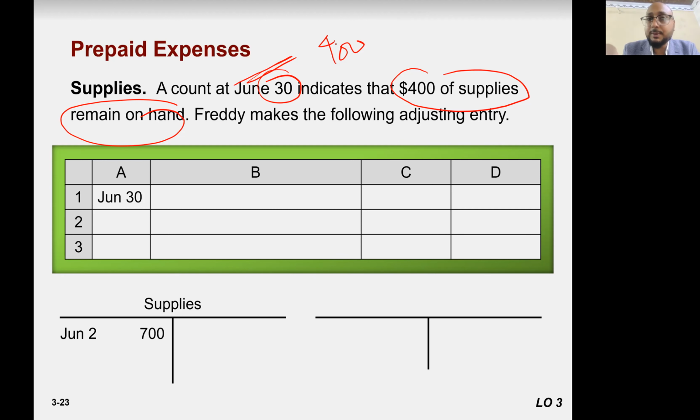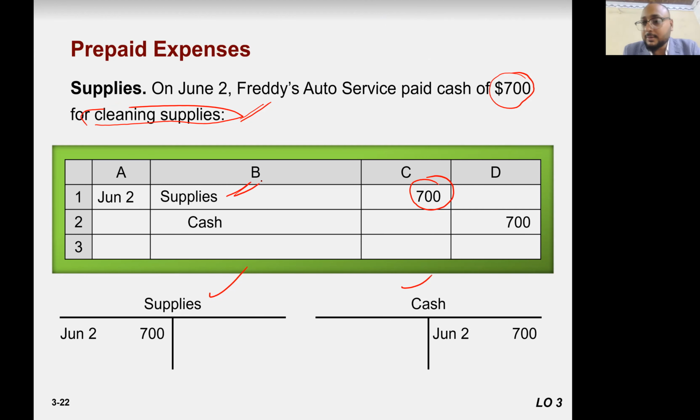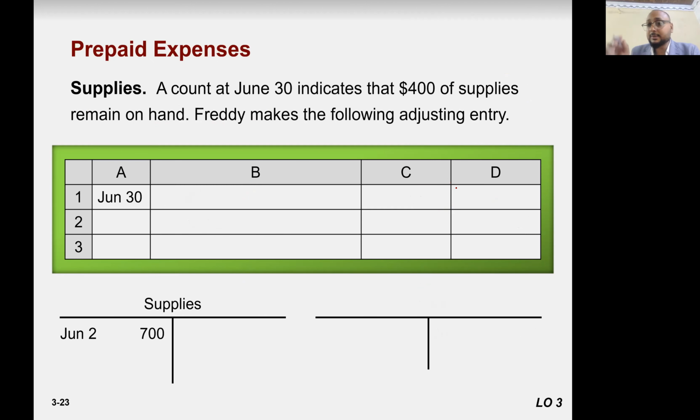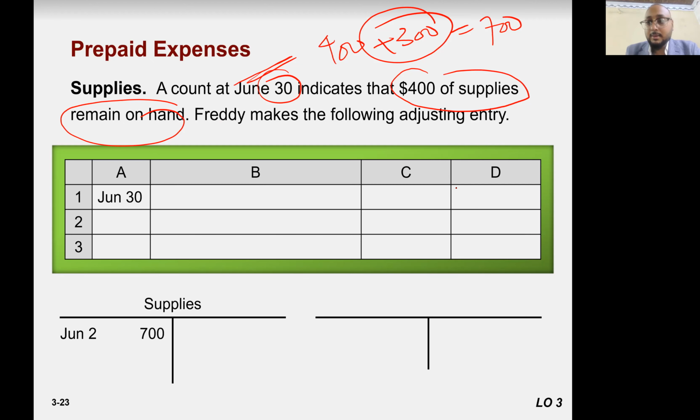How much they have consumed? $300 they have consumed. So these supplies, which are our assets, now they need to decrease by 300. So as supplies decrease, credit, right? So this 300 will be an expense to the income statement. So supplies expense to supplies.